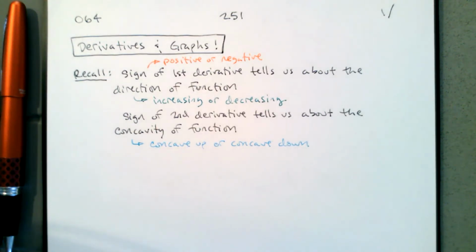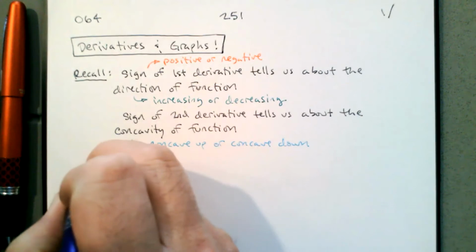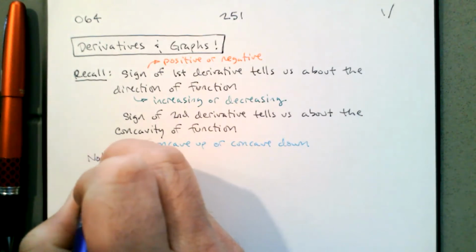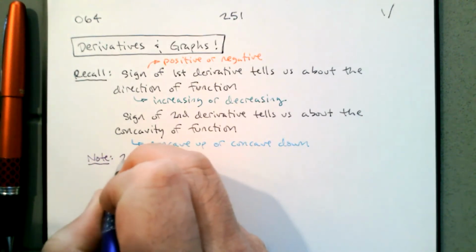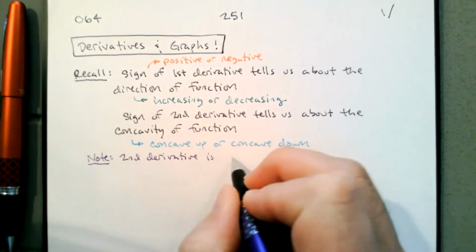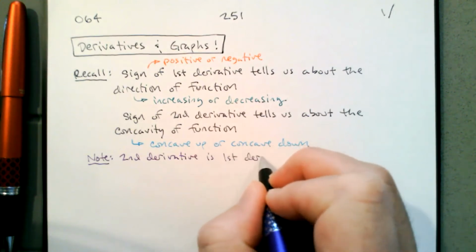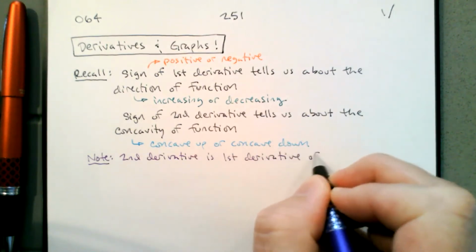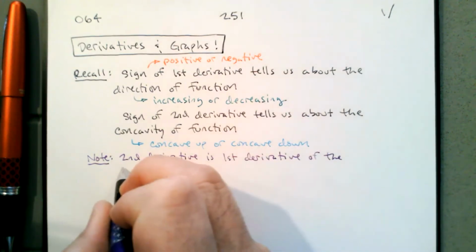Since the second derivative is the first derivative of the first derivative. An all around terrible sentence to write down, but note: the second derivative is the first derivative of the first derivative.